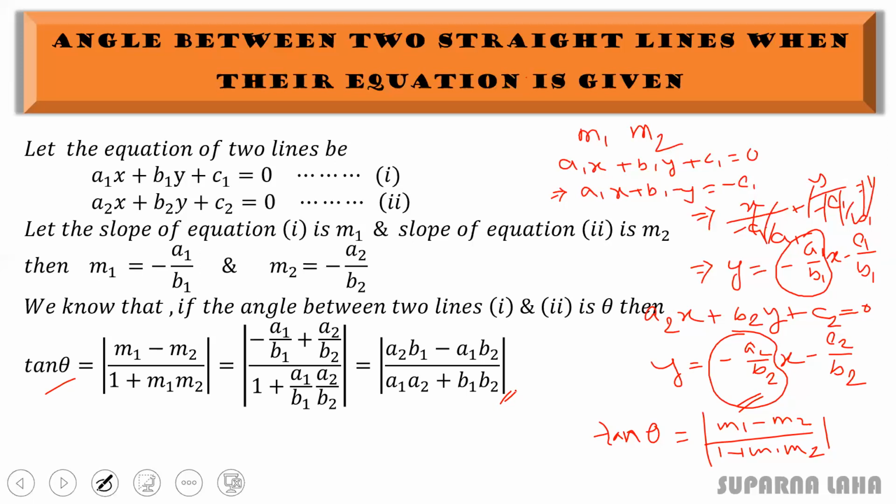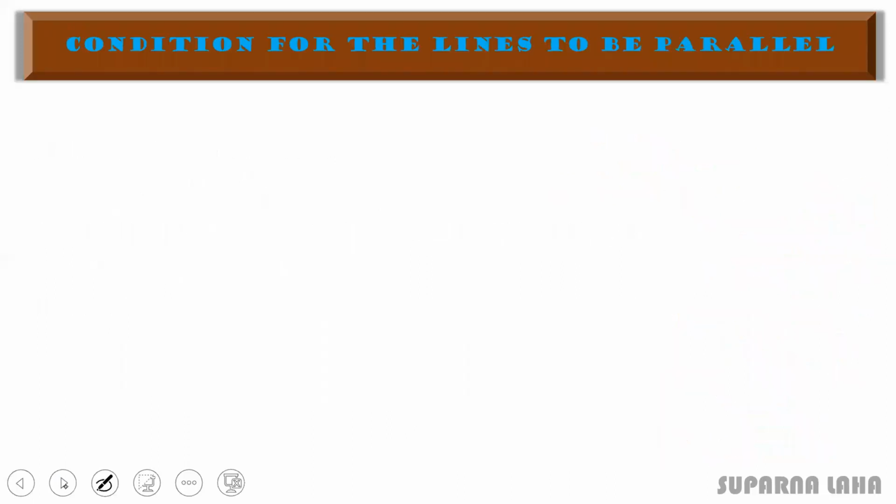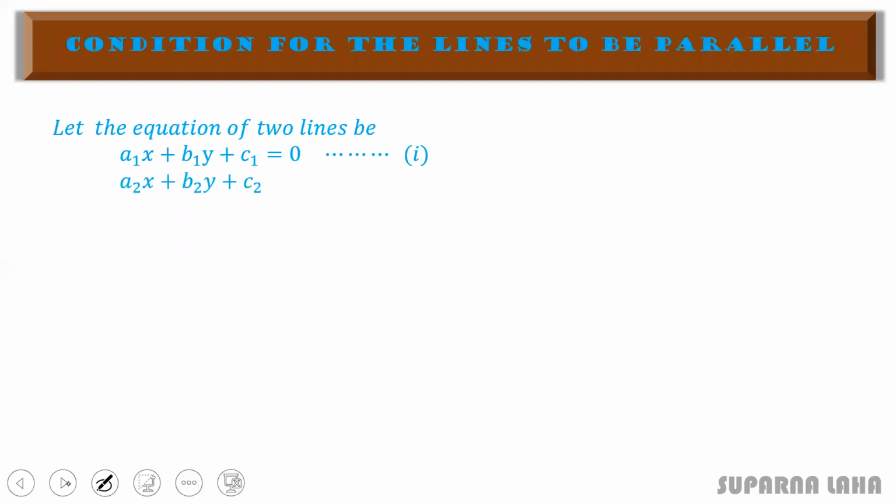Okay, whenever we talk about the angle between two lines, two special cases can arise: if two lines are parallel and if two lines are perpendicular. So the parallel condition and the perpendicular condition, if the line equations are given. So take these two lines, A1x plus B1y plus C1 equals 0 and A2x plus B2y plus C2 equals 0. Okay, now if these two lines are parallel, then what? Their slopes will be equal. M1 is equal to M2, right?